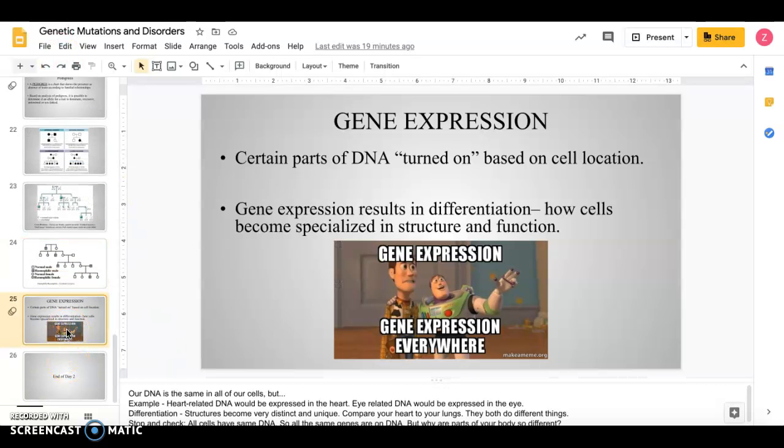And last, we're going to cover gene expression. What you need to know about gene expression is that certain parts of DNA are turned on and turned off based on cell location. This results in differentiation, how cells become specialized into different structures, different parts of our bodies.